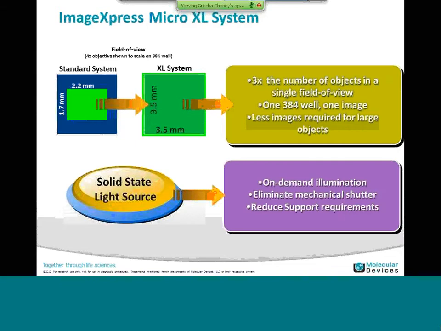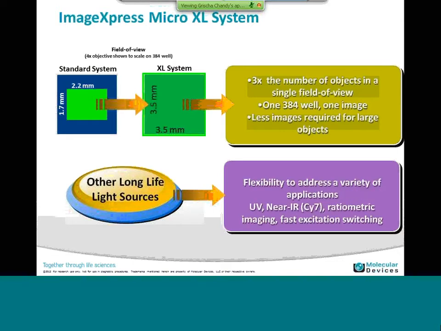Additionally, the standard configuration of the XL system has a solid-state light source that gives you on-demand illumination, eliminates mechanical shutters, and reduces support requirements. Additionally, we will work with you to implement other long-life light sources that have been validated with our system. This gives you the flexibility to address a variety of applications and pick a configuration that works for you. This now enables UV, IR, ratiometric imaging, excitation switching.